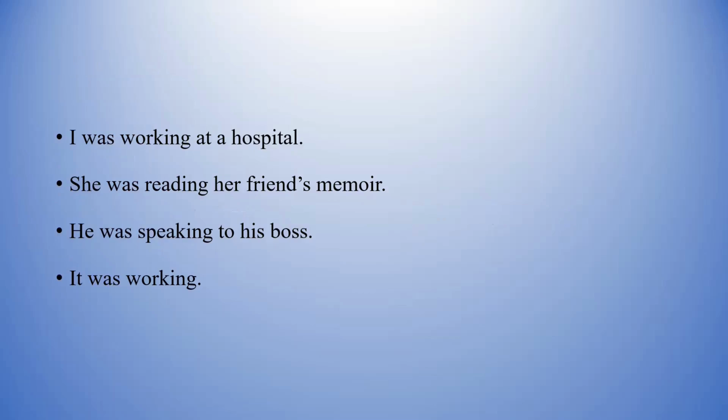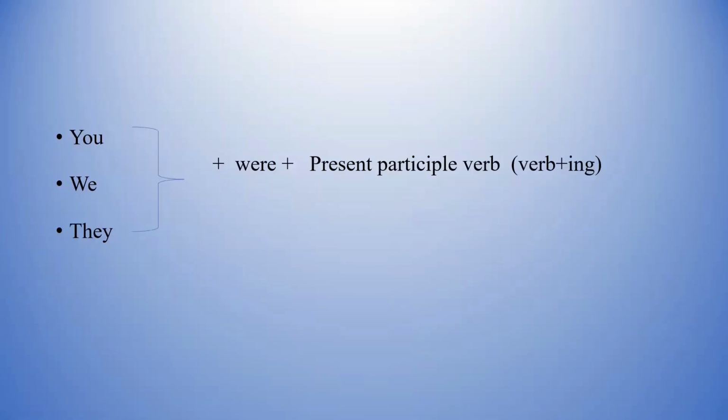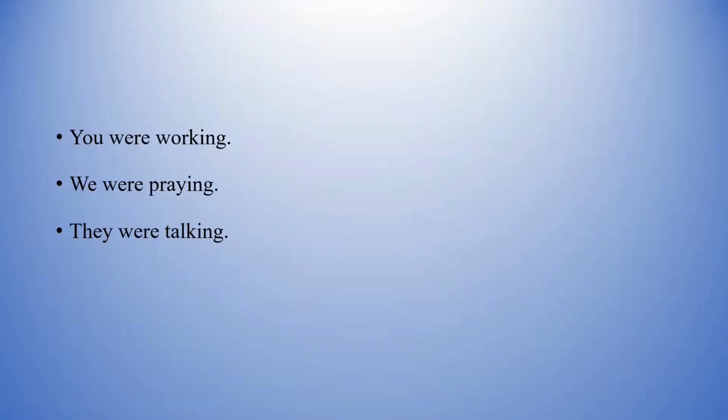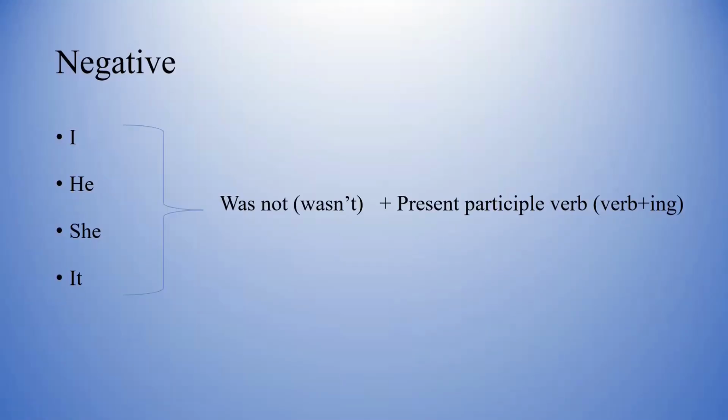It was working. With the subjects you, we, and they, we use were plus present participle verb. It means ing form of the verb. You were working. We were praying. They were talking.